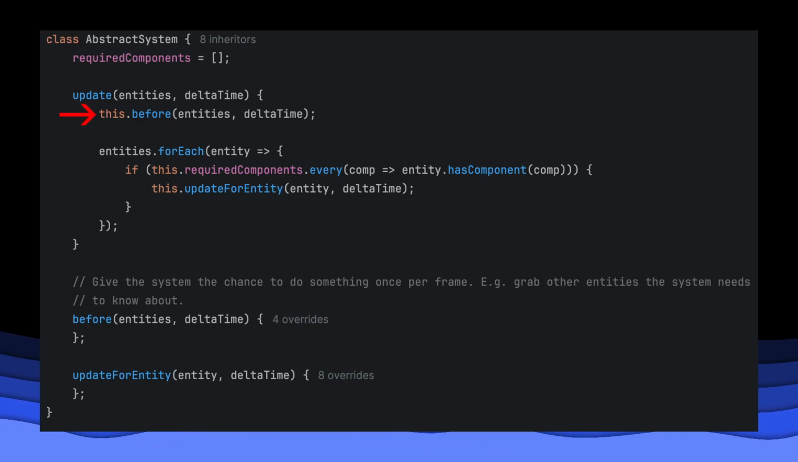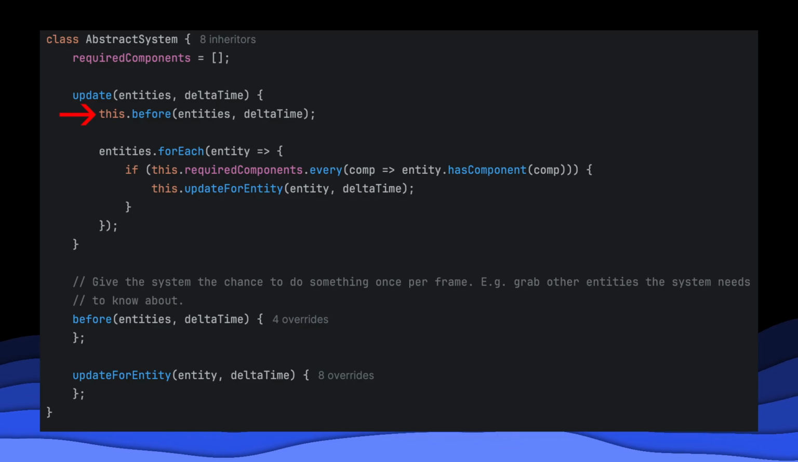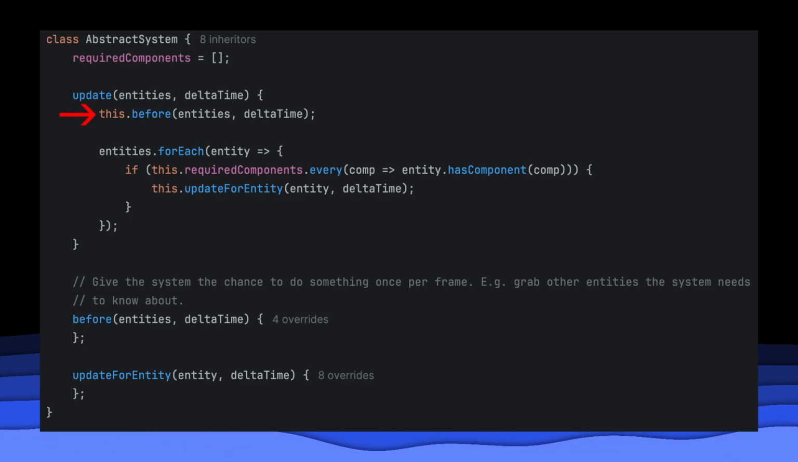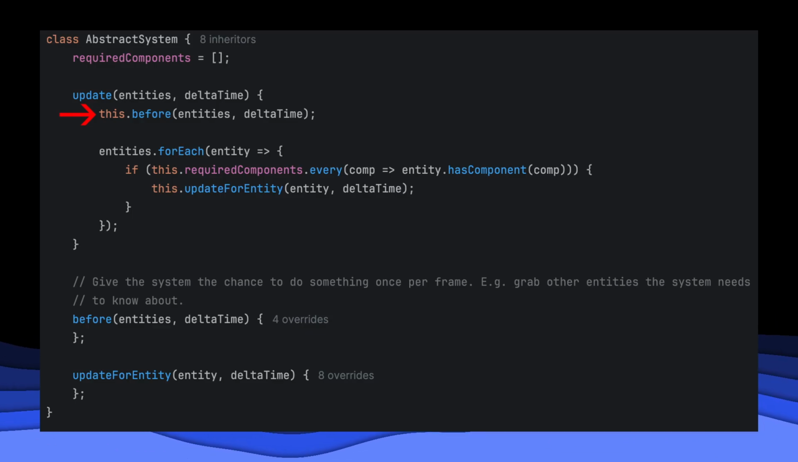Note that we also have this before method. Some systems need to get a handle on other entities that they need to know about, for example, for doing collision detection, and this method allows them to do this.